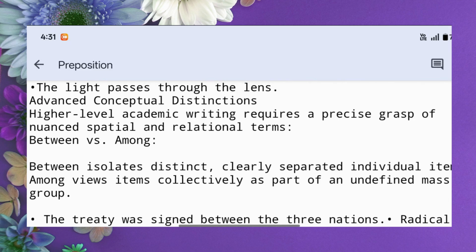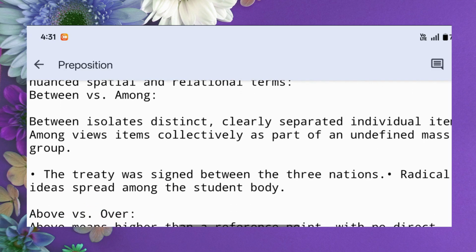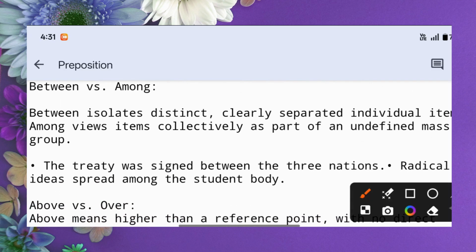Advanced conceptual distinctions. Higher level academic writing requires a precise grasp of nuanced spatial and relational terms. Here, let's see some of the versus pairs.